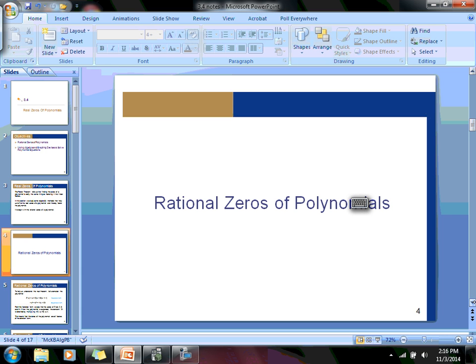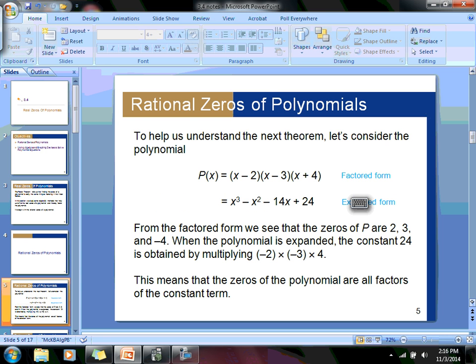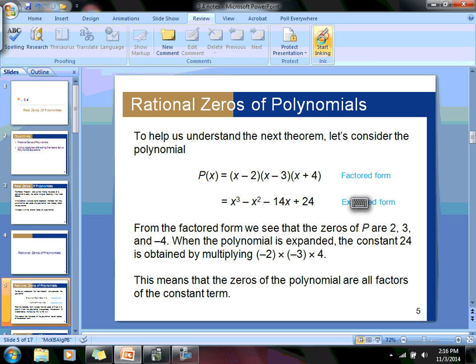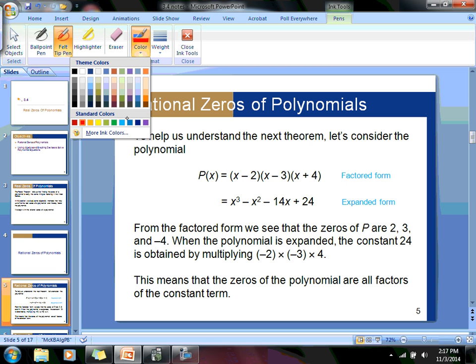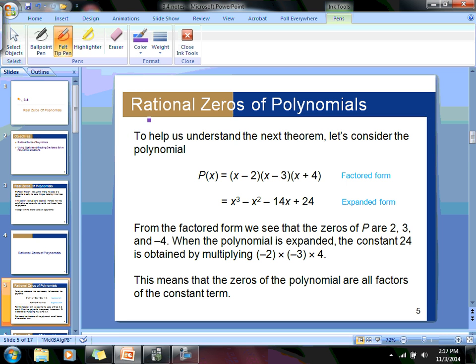Okay, so we're going to start with the rational zeros of polynomials. And if you take a look at this polynomial that they have listed here, they have p of x equals x minus 2 times x minus 3 times x plus 4. And that's the factored form of it. And then they also have the expanded form where they've gone through and they've multiplied everything out. So you have x to the third minus x squared minus 14x plus 24.